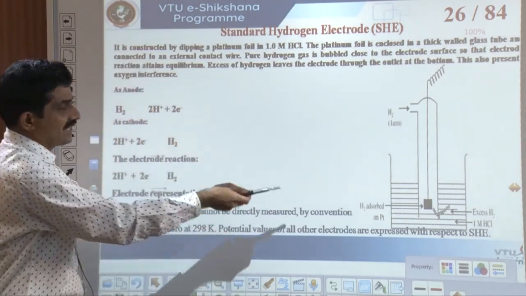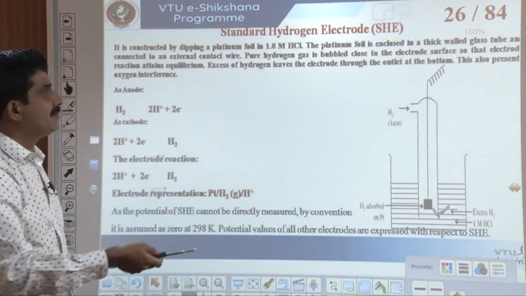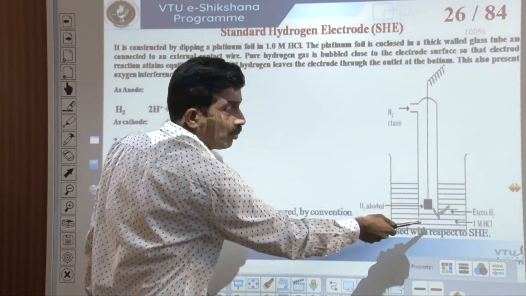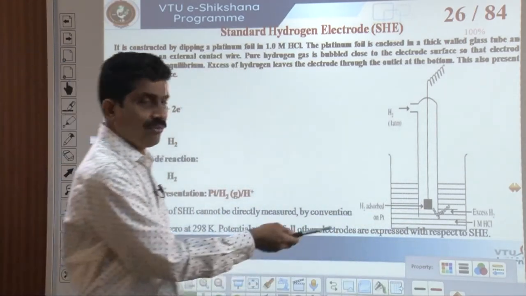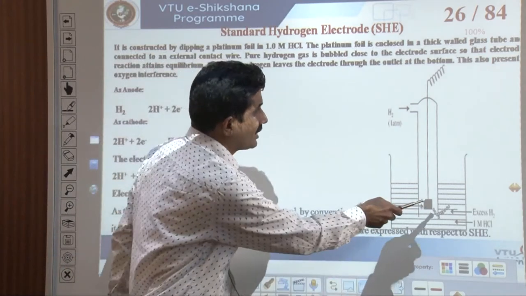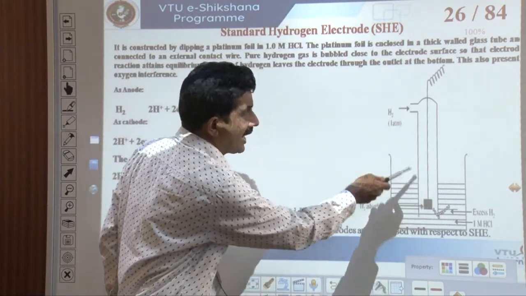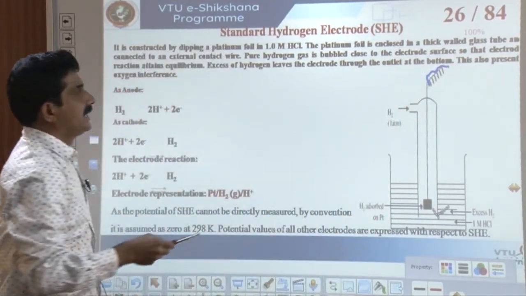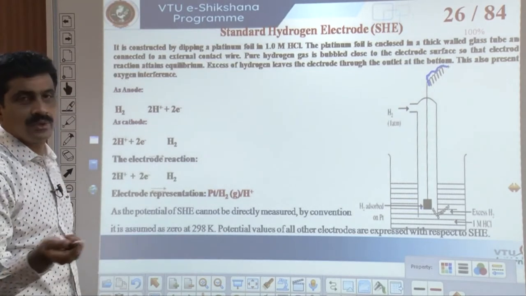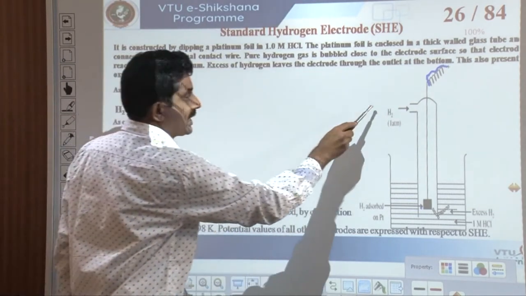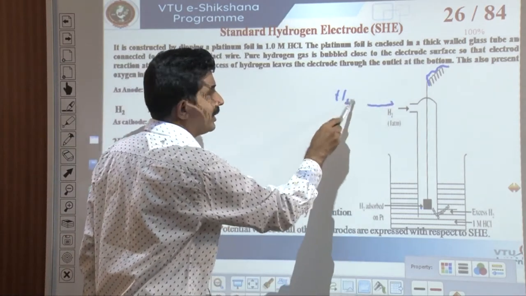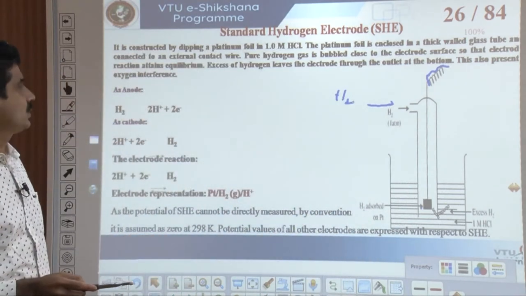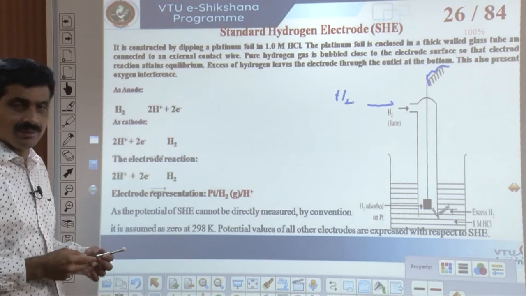The standard hydrogen electrode is constructed by dipping a platinum foil in 1 molar hydrochloric acid. The platinum foil is enclosed in a thick walled glass tube, and it is connected to an external contact wire. Pure hydrogen gas is bubbled to the electrode surface so that the electrode reaction attains equilibrium.